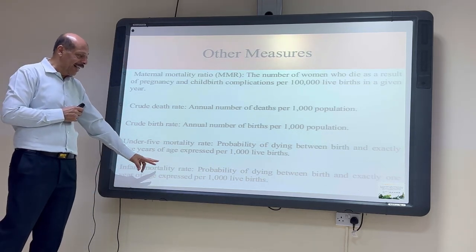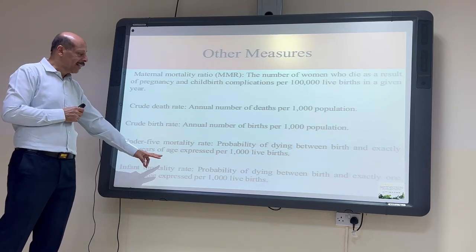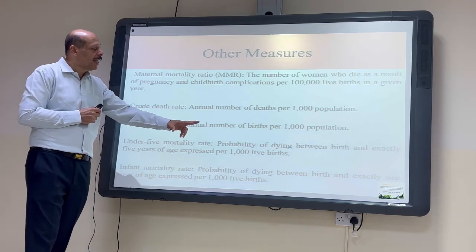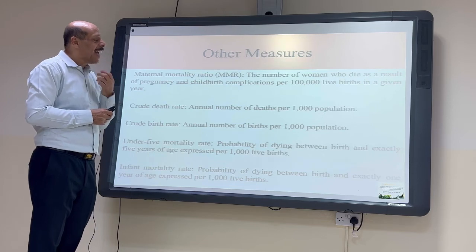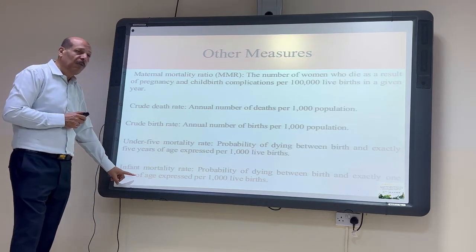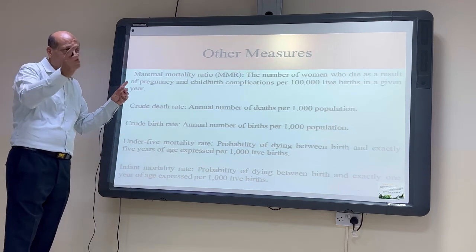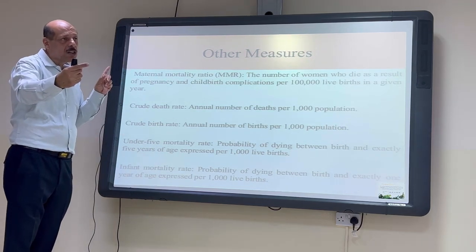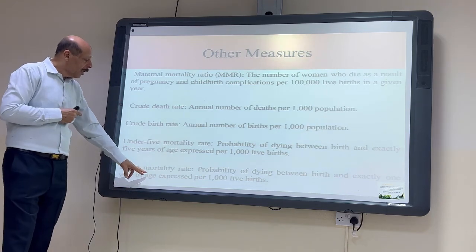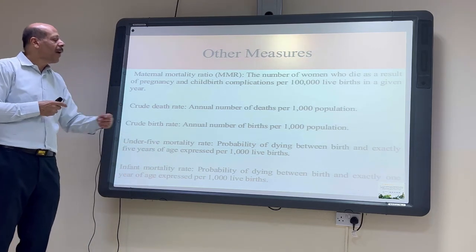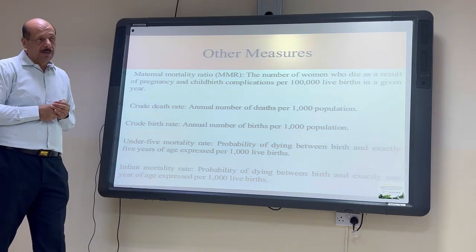Infant mortality rate. It is the probability of dying between birth and exactly 1 year of age. So infant is considered here up to 1 year old, expressed per 1,000 live births.